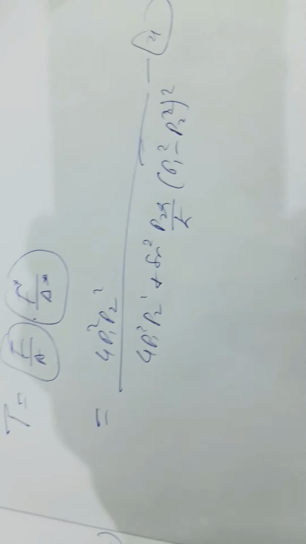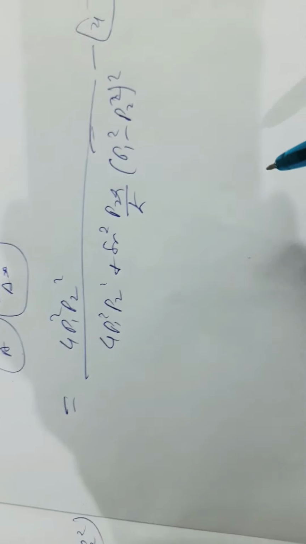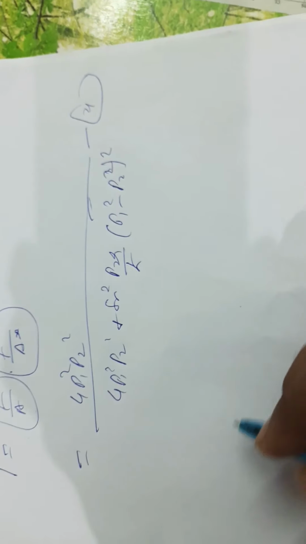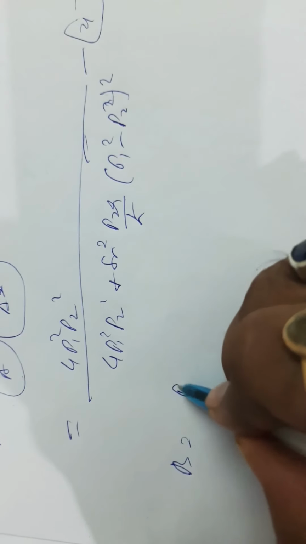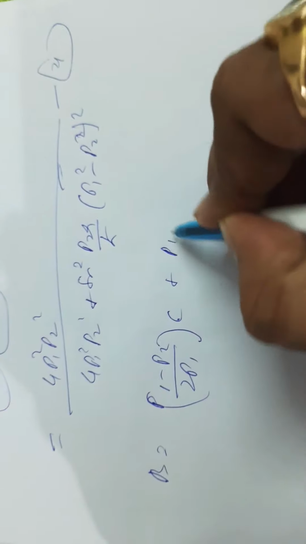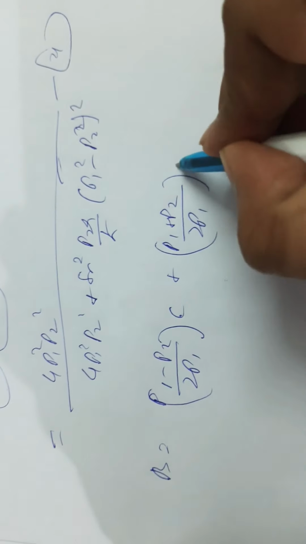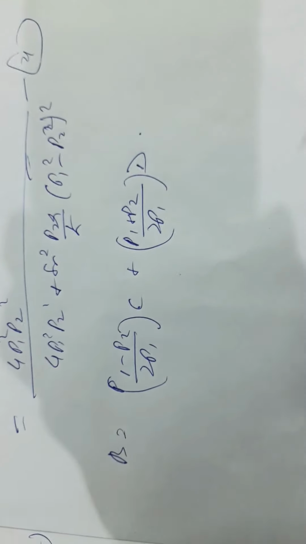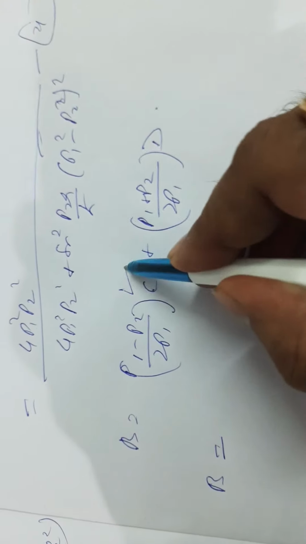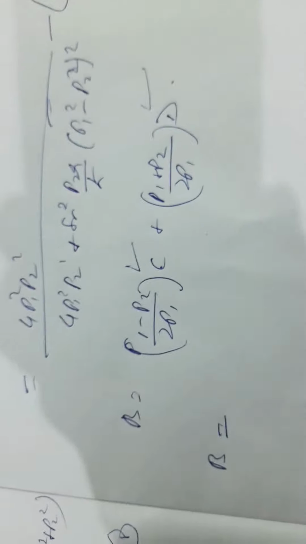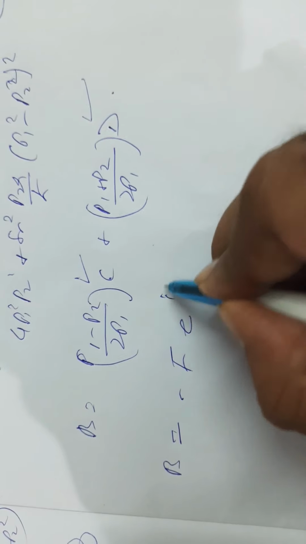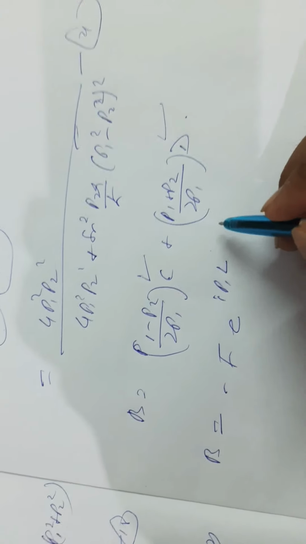Now substituting the value of equations 16 and 17 in 15, we will get the value of B. So B will be (P1 minus P2) by 2 P1 into C plus (P1 plus P2) by 2 P1 into D. Now further, putting the value of C and D which we have already obtained earlier, we will get B is equal to minus of i F e to the power i P1 L. This is L obviously.